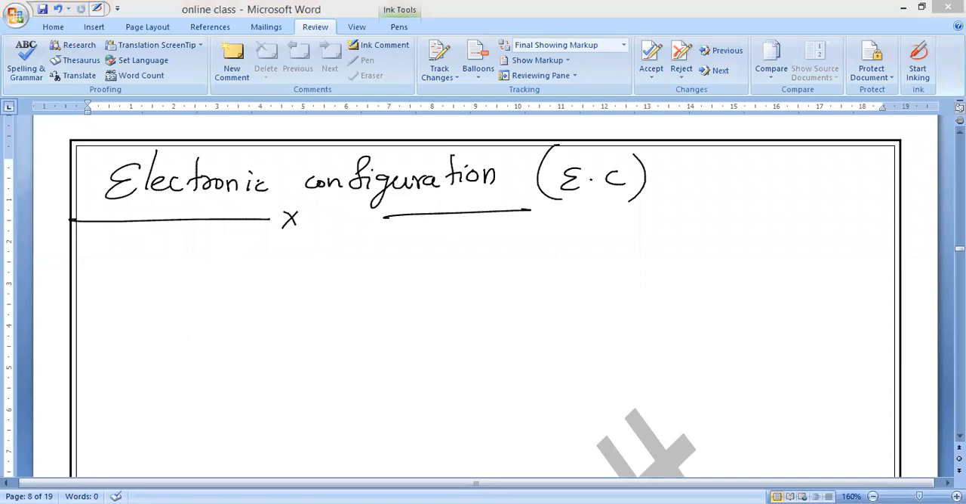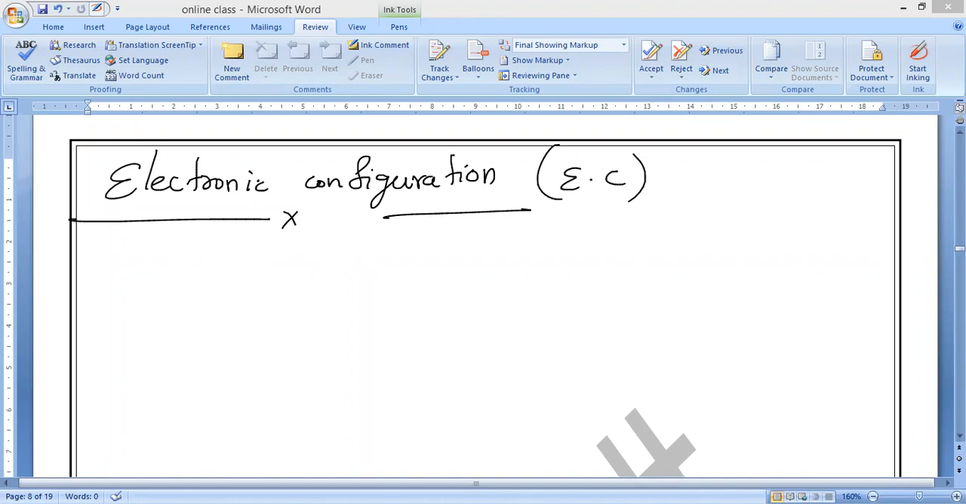So what do you mean by electronic configuration? It means the proper arrangement of electrons in the various shells of an atom of the element is known as electronic configuration, according to their energy level. Who has more energy, the closest or the farthest? The farthest. Yes or no? So based upon the number of electrons in an atom, the proper arrangement is called electronic configuration.